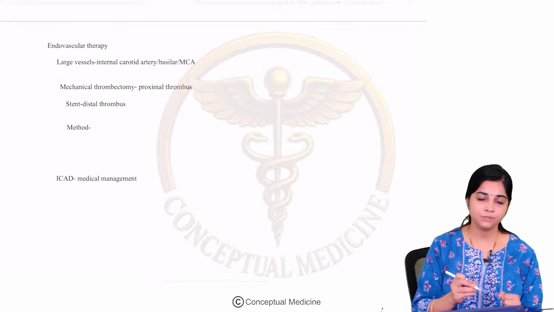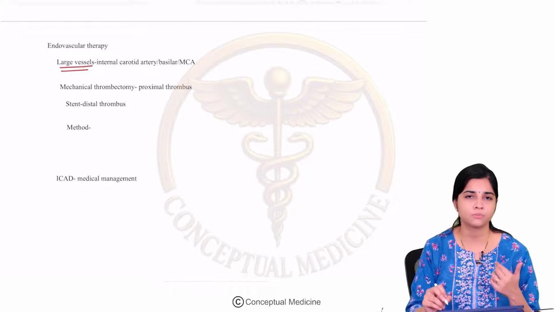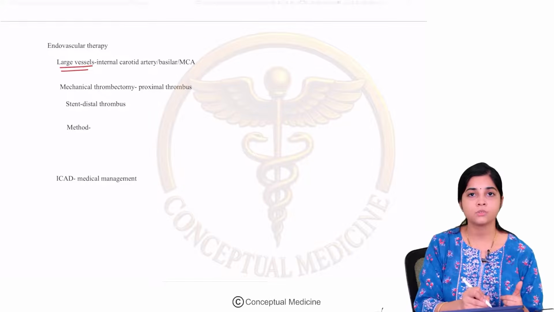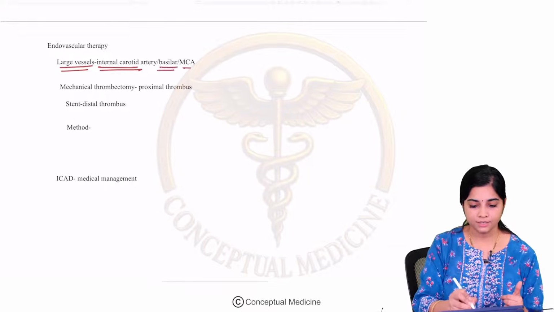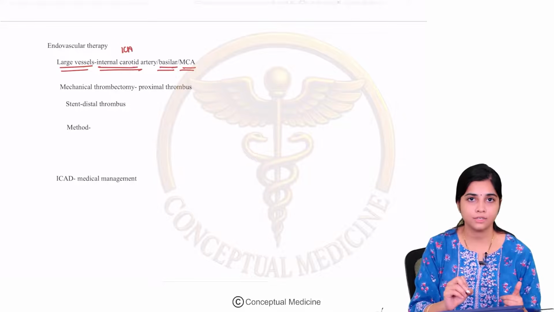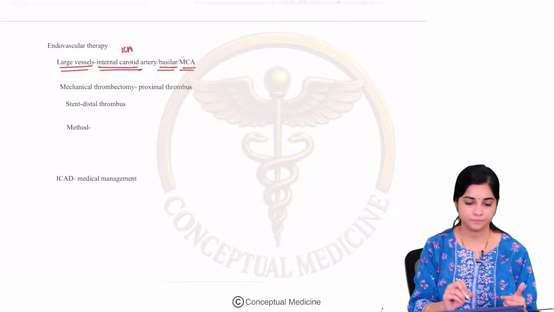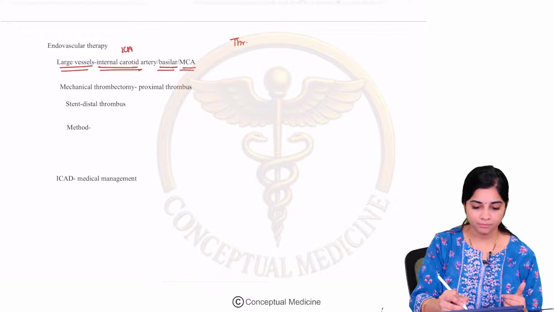Okay, so when can you do an endovascular therapy? You can do it only for large vessels. You cannot go into small vessels and remove the stroke, right? So, which are the large vessels where you can do endovascular therapy? Internal carotid artery, basilar artery, MCA. So, ICA, MCA or basilar circulation you can do endovascular therapy. Okay, fine. So, here you can do a thrombectomy.